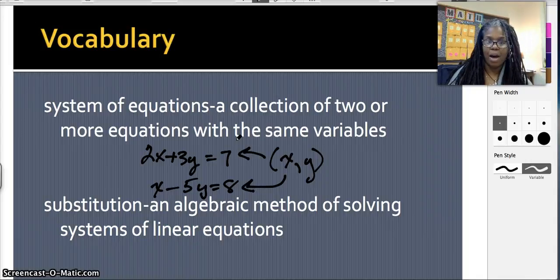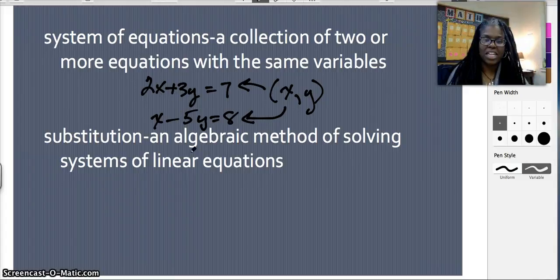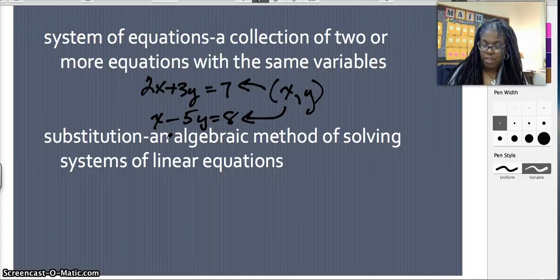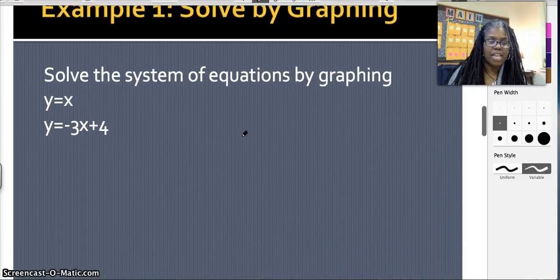And we're going to talk about one algebraic method, so that brings us down to this vocabulary term, substitution. In this context, substitution is an algebraic method of solving systems of linear equations. Basically, what we're going to end up doing is taking one equation and substituting it into another to reveal this x, y pair that's going to help us out. So let's look at some examples solved by graphing. In this case, we could solve an equation like this by graphing.